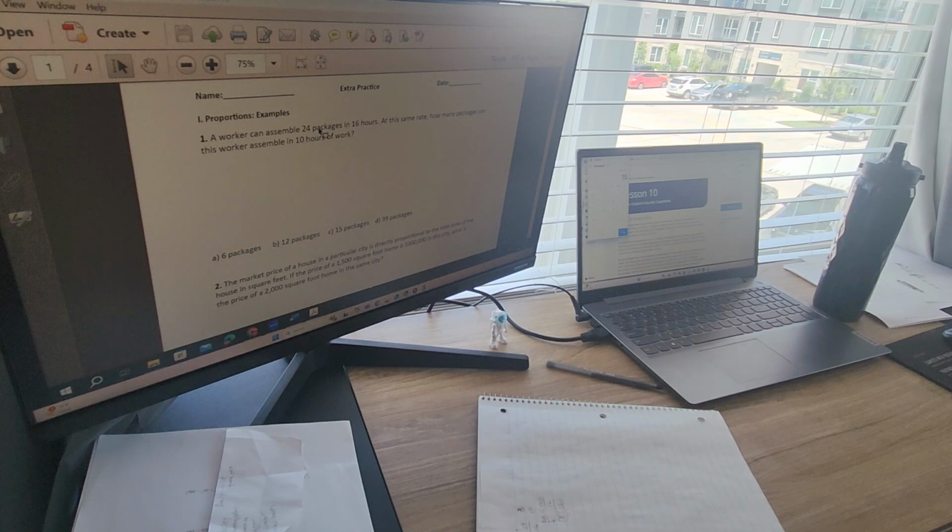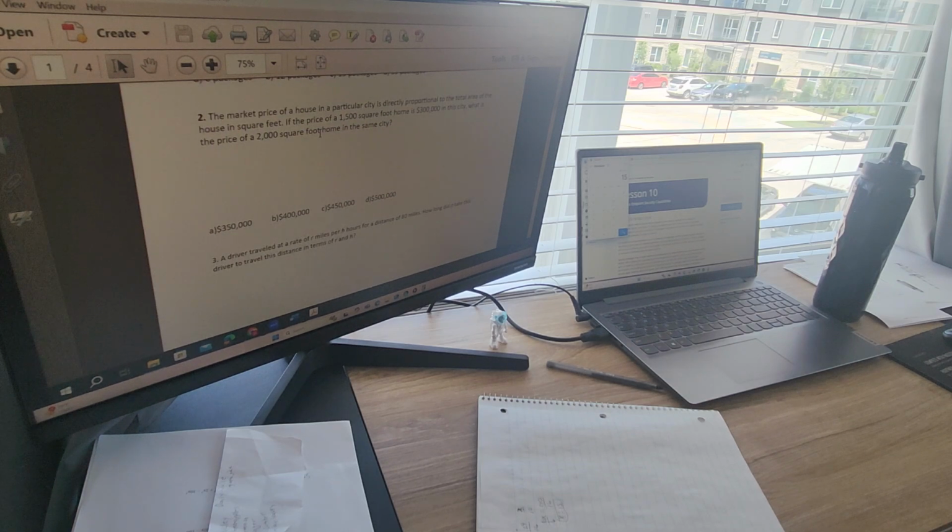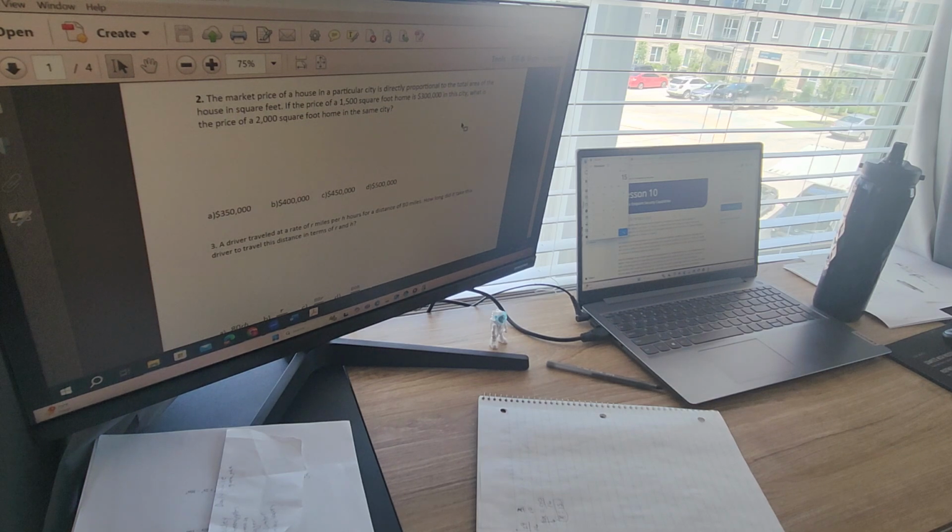So let's move on to number 2. This one actually came off from the College Board. They released some problems so teachers and students would know what their proportion problems look like. And this is one of the ones that they released. And you can see what it looks like. It says the market price of a house in a city is directly proportional. So once you see that, you want to think it's going to be a proportion problem. Fraction equals a fraction.